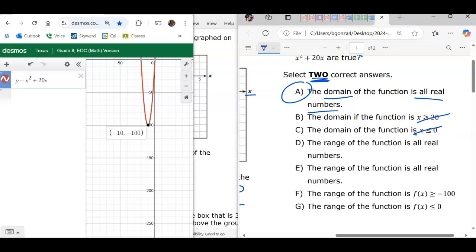Now the range, let's think about the range. The range, the furthest down it goes is -100. It includes it, and it goes up forever. So it should be greater than or equal to -100. So it's not just all real numbers because it doesn't go below -100. This is the same thing twice. Okay, and then now, is it greater than or equal to -100? Yep. Is it less than or equal to 0? Nope. Okay. So there may have been a duplicate there, but you get the idea.